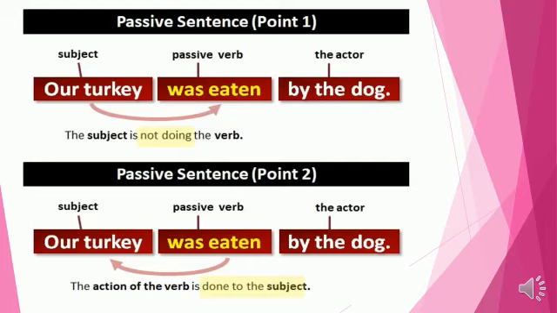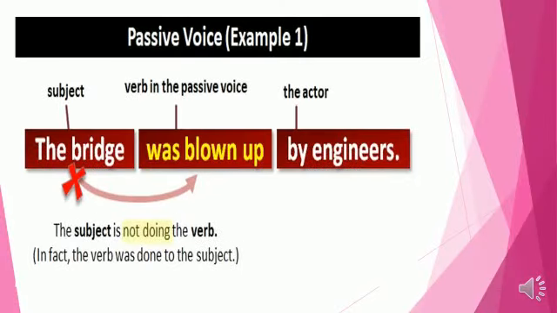So when we changed it into passive, we started with the object, our turkey, and was, the verb to be in the past, and the past participle of eat, eaten. Our turkey was eaten by the dog. Okay? Another sentence. Our turkey was eaten by the dog. As we told you, this is in the passive voice. Okay. Let's go to another sentence. The bridge was blown up by engineers.